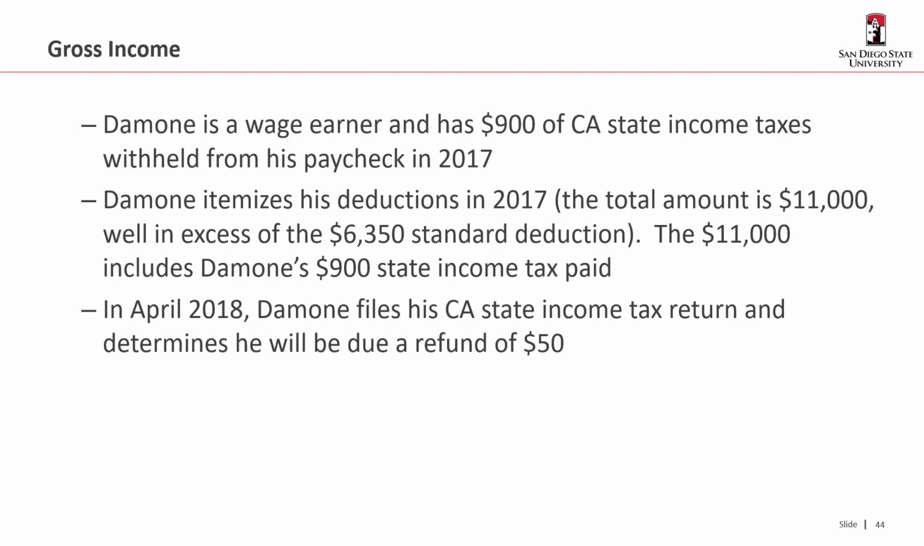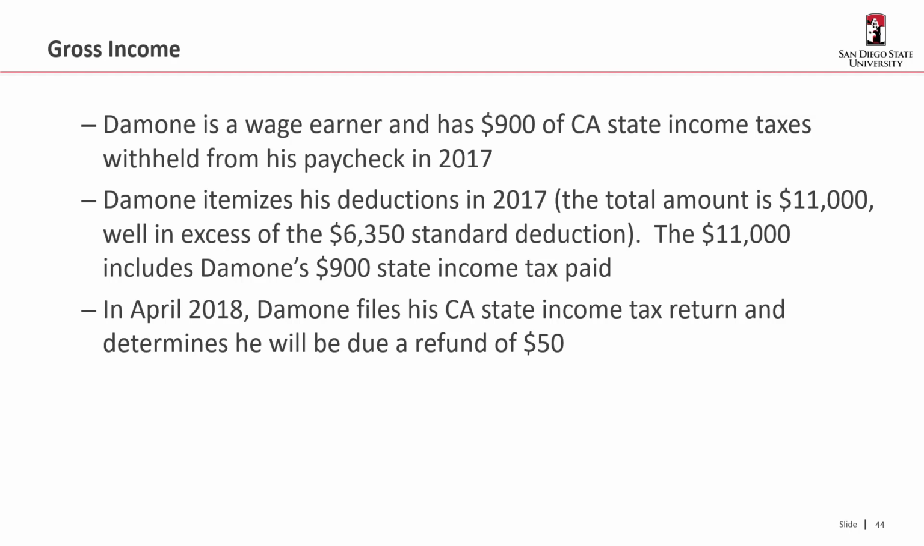In April of 2018, he files his California state income tax return and determines that he actually is due a refund of $50. Okay, so let's think about the timing problem here. On his 2017 federal tax return, he's deducted $900 worth of state income taxes paid because that was withheld from his paycheck, therefore he actually did pay it. However, his true liability must have only been $850. So he's going to get a refund of 50. So in a way, he shouldn't have been able to deduct 900. So the IRS certainly doesn't have a system that says, oh, well, what you need to do is go back and refile your 2017 tax return.